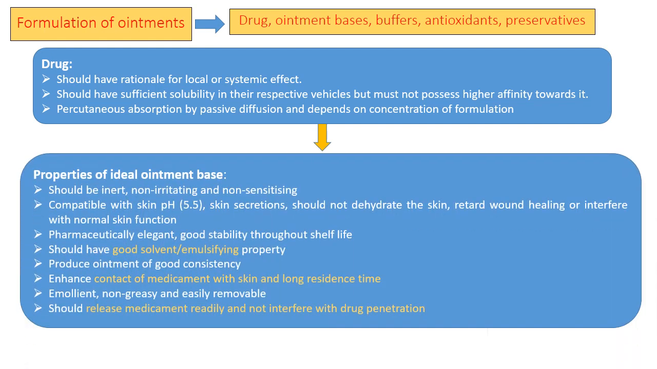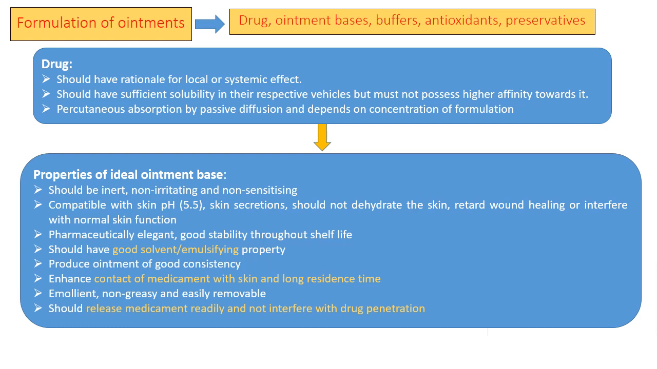Further, talking about properties of ideal ointment base. तो अभी हम लोग ड्रग के प्रॉपर्टी के बारे में बात कर रहे थे कि उसका कुछ रैशनल होना चाहिए फॉर लोकल एंड सिस्टमिक इफेक्ट, उसका सफिशिएंट सल्यूबिलिटी होना चाहिए, it should absorb by passive diffusion and it depends on concentration of formulation. Further, talking about properties of ideal ointment base, they should be inert. So when you say that it should be inert, it should not have any interaction. It should be non-irritating. It should not irritate the skin. It should be non-sensitizing, rashes या कुछ नहीं आना चाहिए.